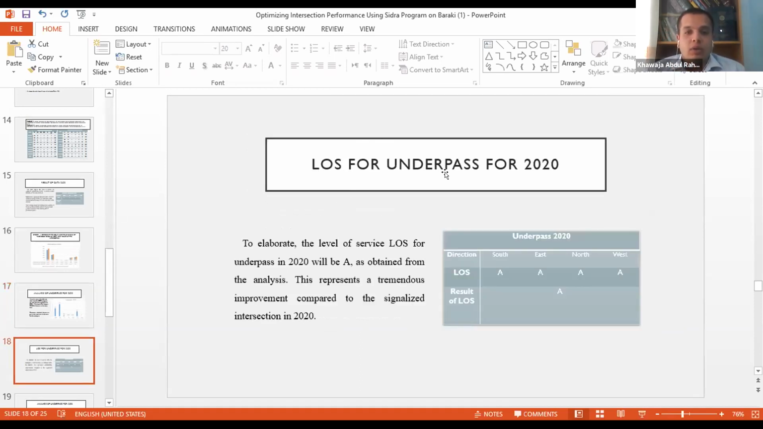Level of service for the underpass for 2020 has been estimated to be A, because from all sides it is A, from south, east, north, and west. Level of service A presents a very great condition for the road, and F represents the worst one.